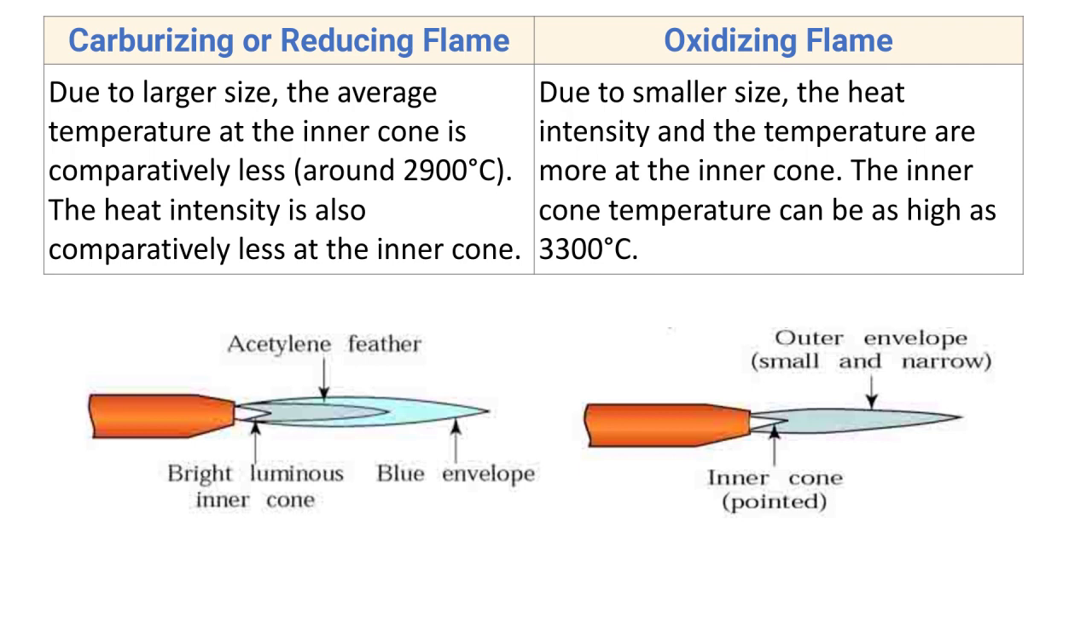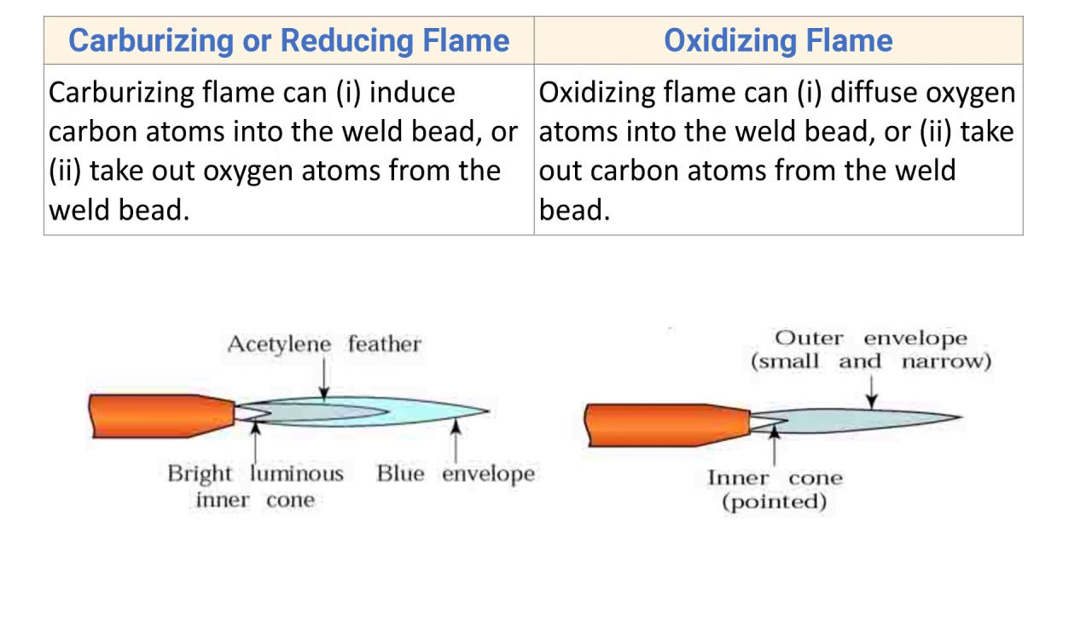Next point, carburizing flame can induce carbon atoms into the weld bead or take out oxygen atoms from the weld bead. The carburizing flame induces carbon atoms into the weld bead, and hence its name is carburizing flame. At the same time, it takes out the oxygen atoms from the weld bead, and hence its name is reducing flame because it reduces the oxygen.